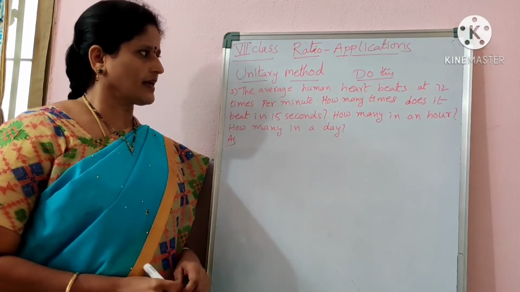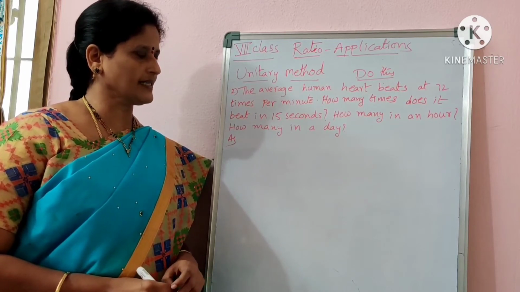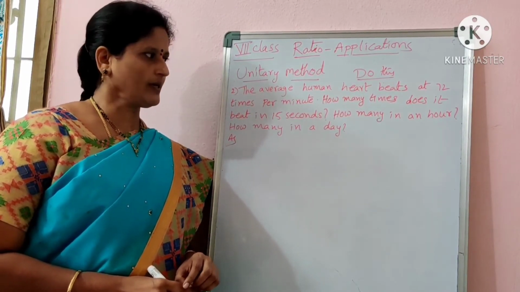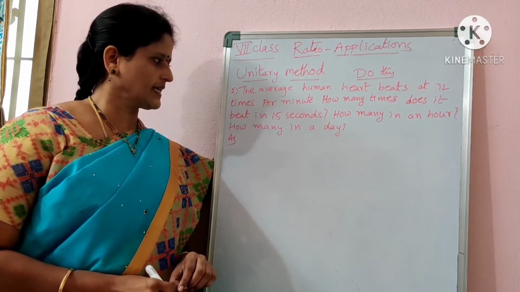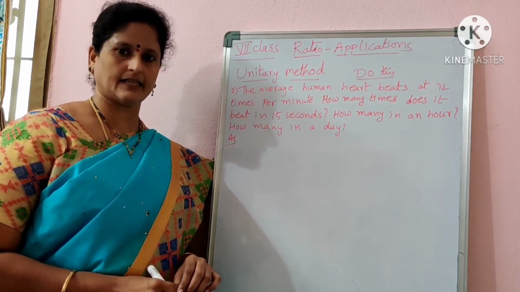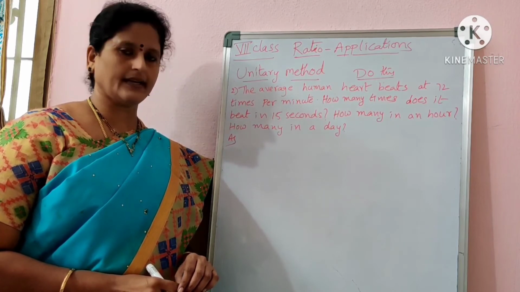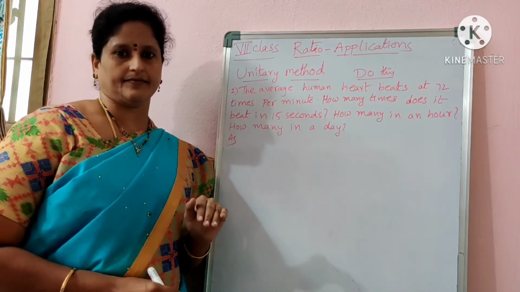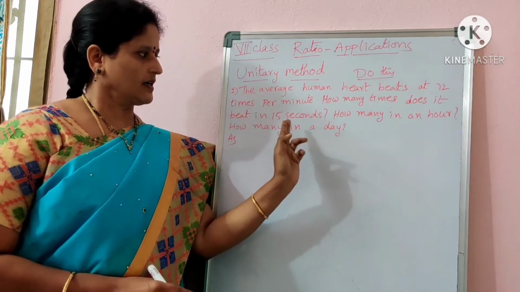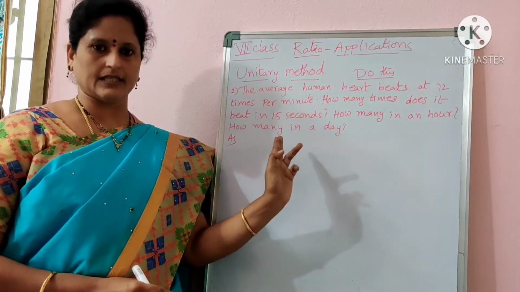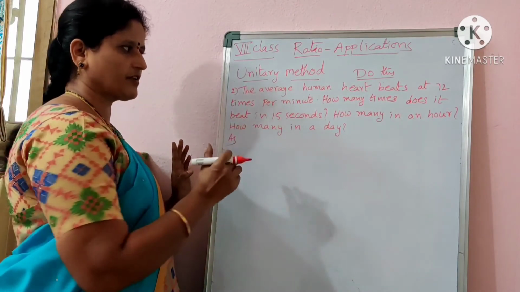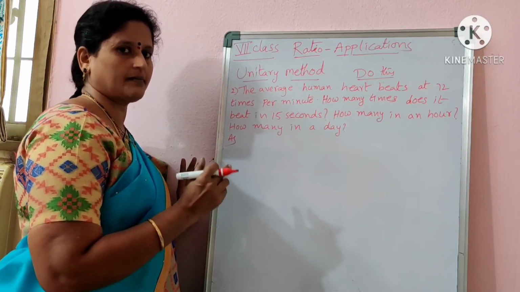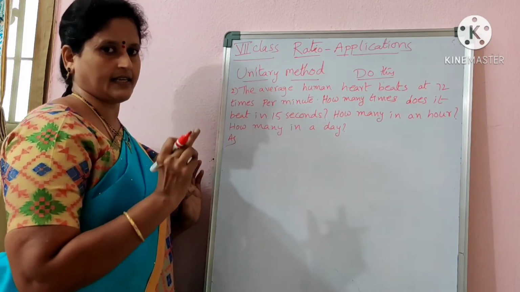Next question. The average human heart beats 72 times per minute. How many times does it beat in 15 seconds? How many in an hour? How many in a day? These are 3 types of questions. First we find the number of times the heart beats in 1 second.